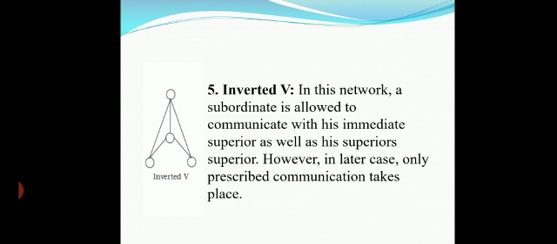Last one is inverted V. You can see the shape of this particular network in the form of V. Down, two circles are there. We will name them subordinate A, B. Immediately after the two circles, in between there is one more circle given. We will name it boss C, and above this there is one more boss, that is D. Now A and B can report to C. A and B can also directly report to D. So this is what we call inverted V. In this network, a subordinate is allowed to communicate with his immediate superior as well as his superior's superior. However, in the latter case, only prescribed communication takes place.